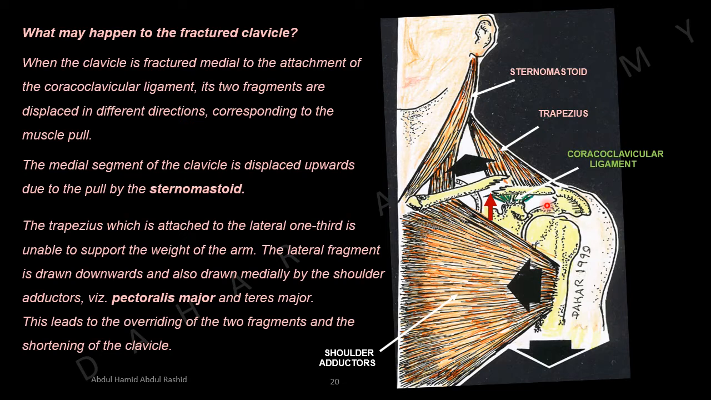The lateral fragment is drawn downwards because of the weight of the arm, and drawn medially by the shoulder adductors, the pectoralis major muscle and teres major muscle. This leads to the overriding of the two fragments and the shortening of the clavicle.